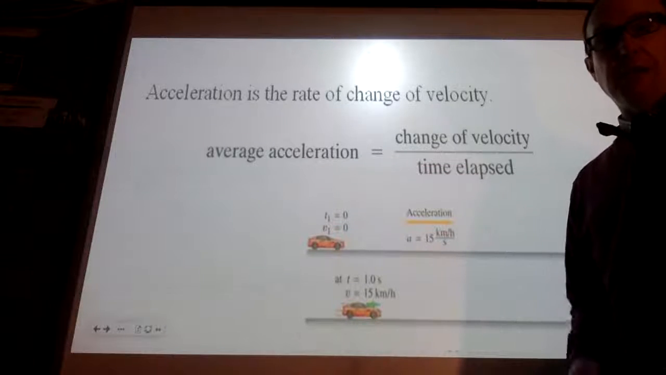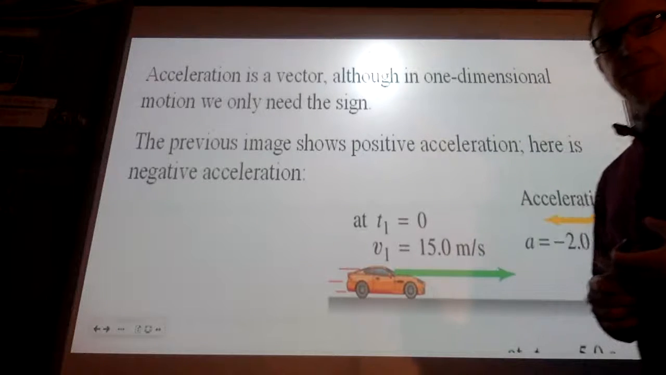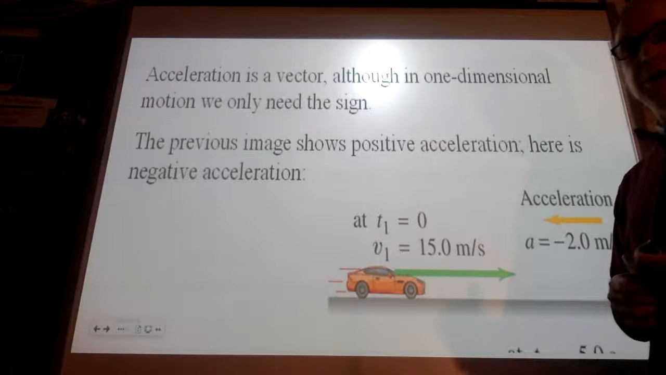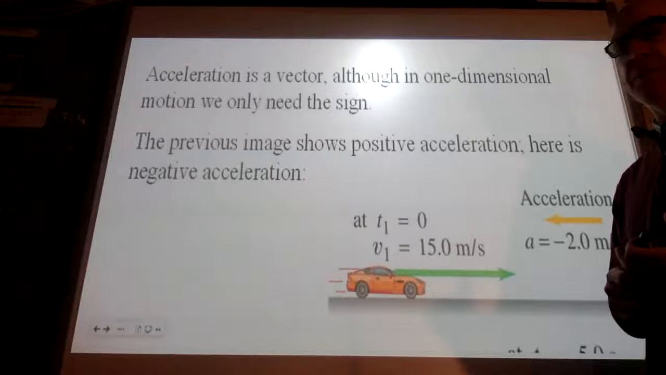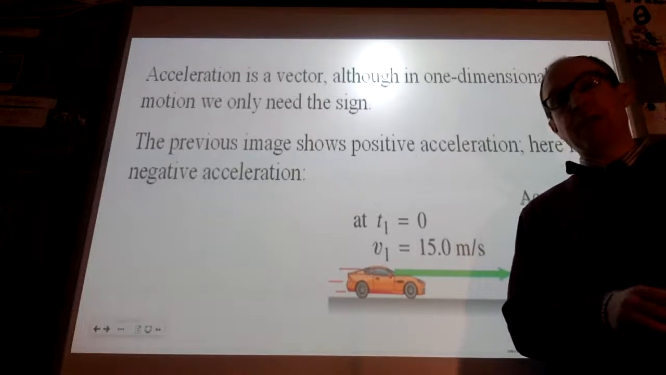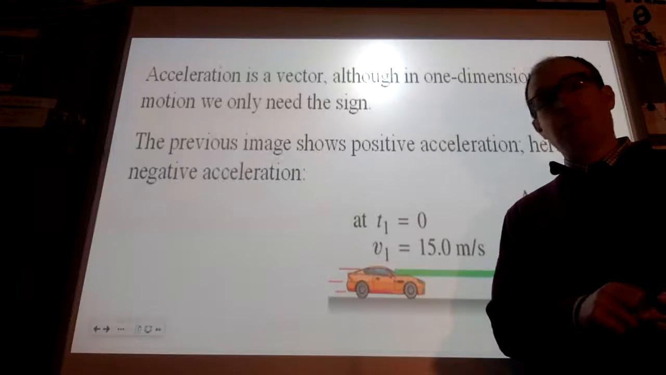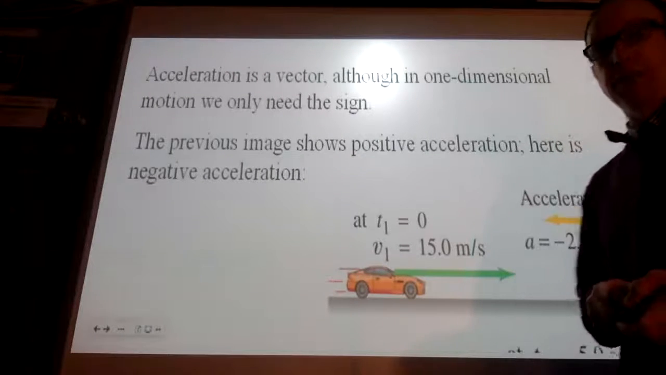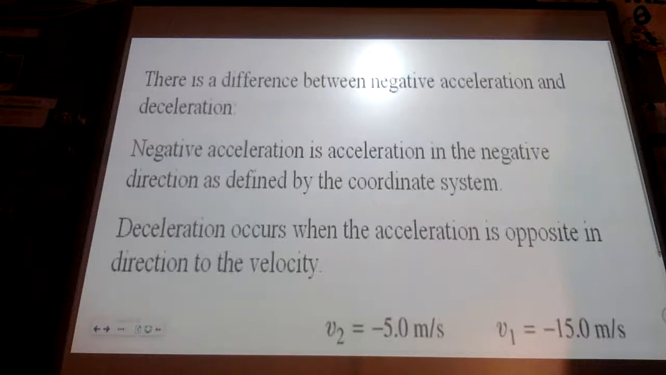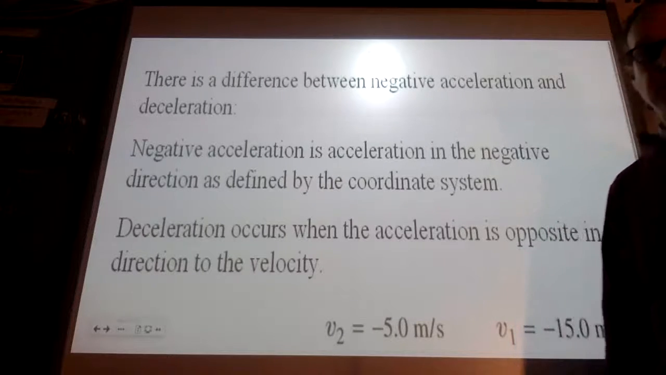Average acceleration is going to be our change in velocity over time. And if our acceleration is to the right or up or forward, it's going to be positive acceleration. And if it's to the left or down or backwards, it's going to be negative acceleration. Acceleration is always in the same direction as net force. The velocity does not have to agree or disagree with the direction of the acceleration. Acceleration tells us how our velocity is going to change. If something's slowing down, we call that deceleration. It's not necessarily negative acceleration.